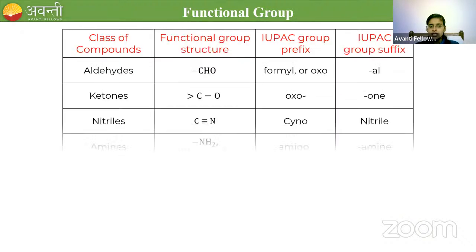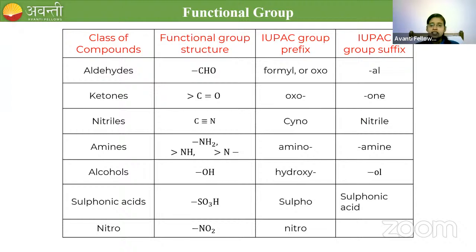Okay, the next is aldehyde. Aldehyde formula is CHO. The prefix is formyl or oxo and the suffix is AL. Again, the suffix for aldehyde is important. AL. Aldehyde starts with AL, right? So the suffix is AL. And for ketone, C double bond O. RCOR is ketone. Prefix is oxo, suffix is ONE. Ketone ends with ONE. So the suffix is ONE.